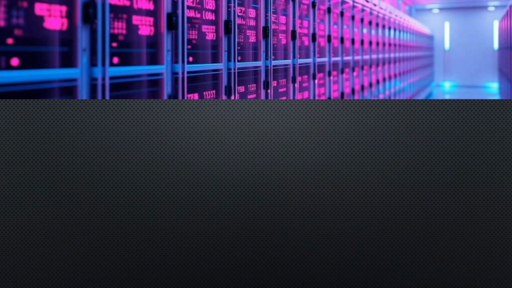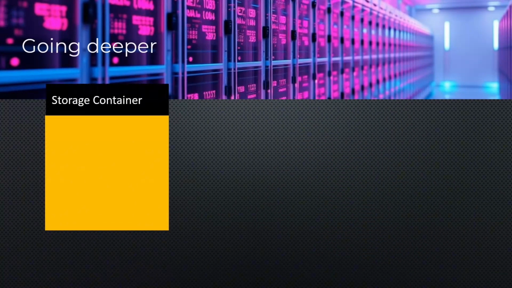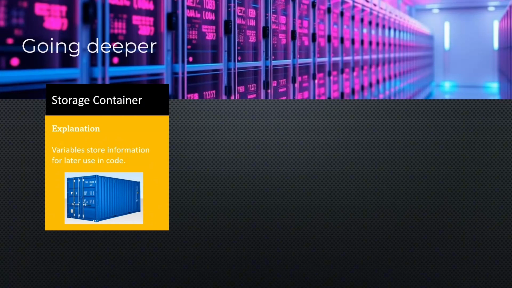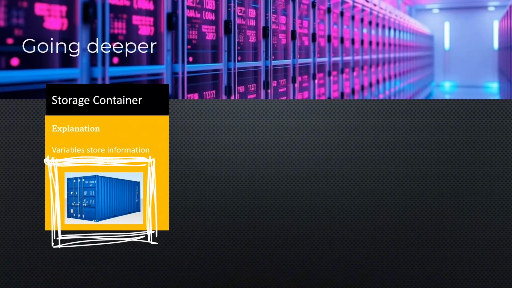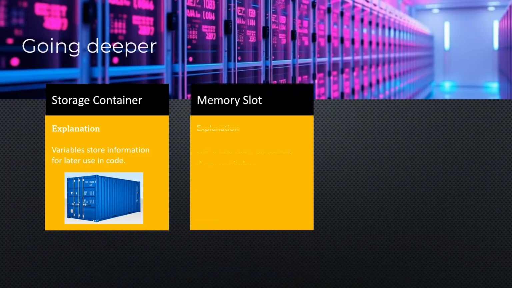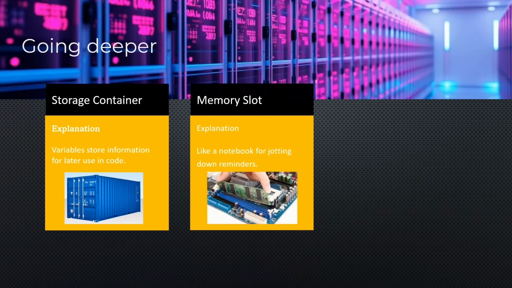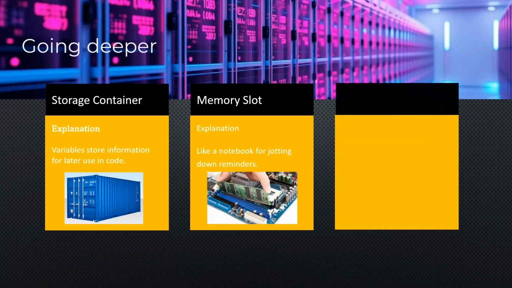Going deeper. Well, think of a variable as a special storage container in your code. In programming, it's like having a space where you can keep information you'll use later. It might be a number, a word, or even something more complex. You can take this container as a mental reference. Just like you'd use a notebook to jot down reminders, a variable is like a little memory slot where you save valuable info. A memory slot might look something like this.